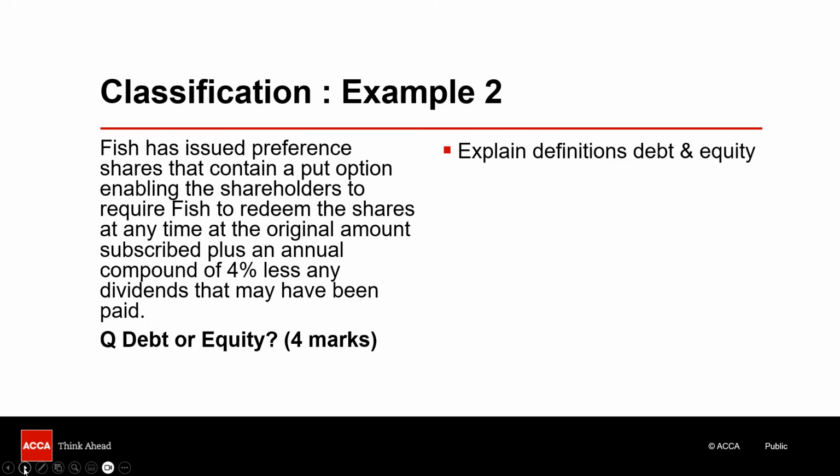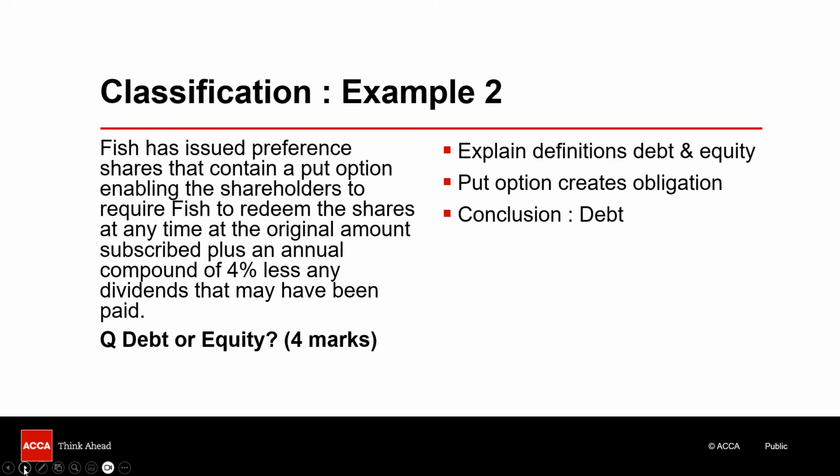There is a put option that enables the shareholders to decide. The shareholders are in control. They can require us to pay the money back. So we do have an obligation. We have a contractual obligation to deliver cash. This must be regarded as debt for that reason. But I've only earned 3 marks, or at least I've only said 3 things.